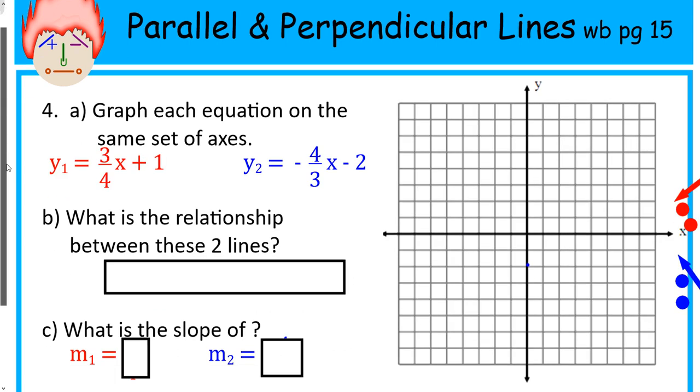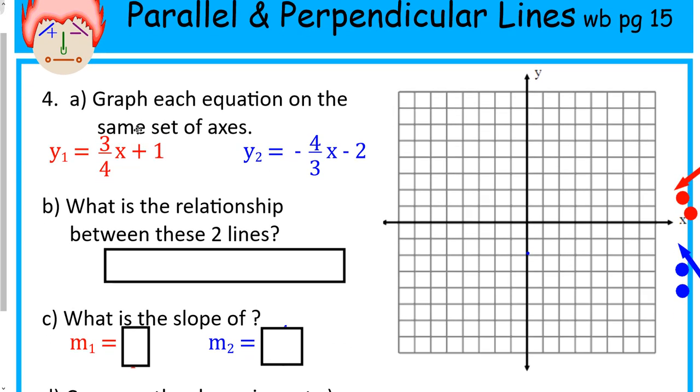All right, for the second part, graph these two equations on the same axis. So the first one is 3 over 4x plus 1. So start by putting your y-intercept on there of 1. And then the second point is 1, 2, up 3, and over to the right 4. 1, 2, 3, 4. There we go. Add your line.